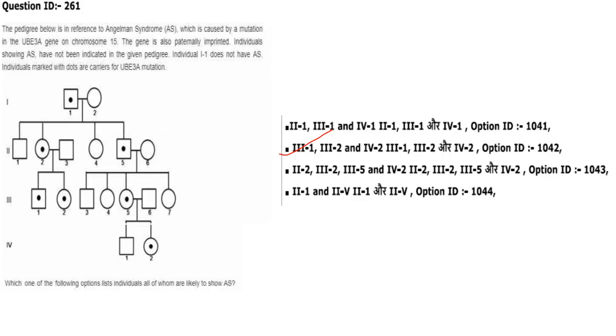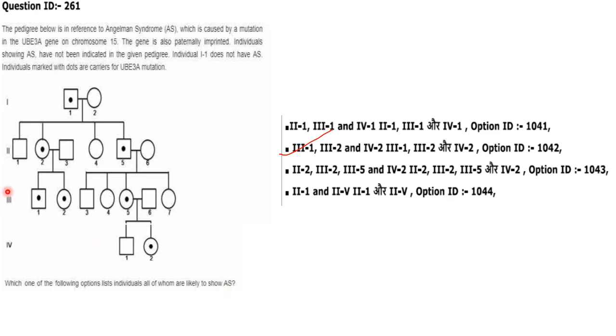Then next one. The pedigree below is in reference to Angelman syndrome, which is caused by mutation in the UBE3A gene on chromosome 15. The gene is also paternally imprinted. Individuals showing Angelman syndrome have not been indicated in the given pedigree. Individual 1-1 does not have Angelman syndrome. Individuals marked with the dots are carriers for the UBE3A mutation. Which one of the following options lists individuals, all of whom are likely to show Angelman syndrome?